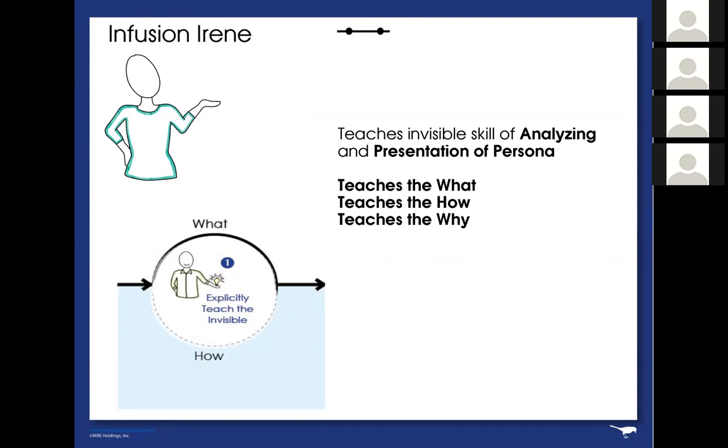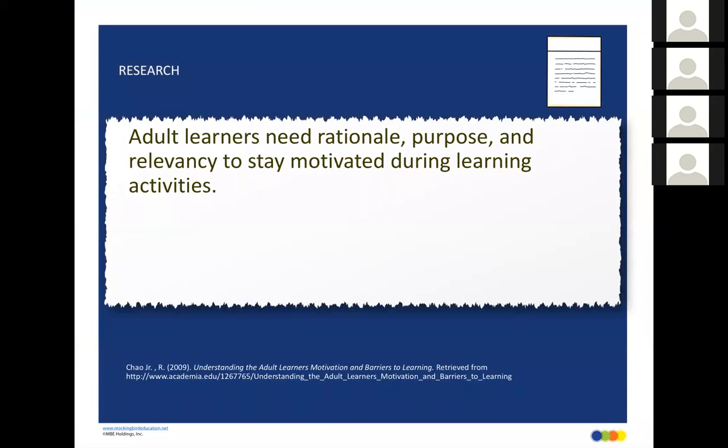So instead of making those assumptions, Infusion Irene has taught those things. She's taught what they are, she's taught how to use them, and then she's taught a lot about the why and how that works. The why is really important in andragogy, or the study of adult learning. We know that adult learners need rationale, they need purpose, and they need relevancy to stay motivated during learning activities. So if we're not sharing why things are important with our learners, or why we're asking them to do the things that we're asking them to do, learners will disengage. They will not stay motivated. They won't stay with us for the next 20 minutes, 30 minutes until the lesson is over.